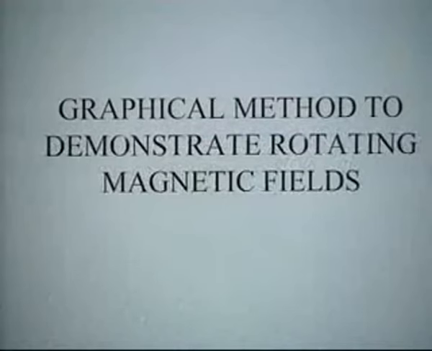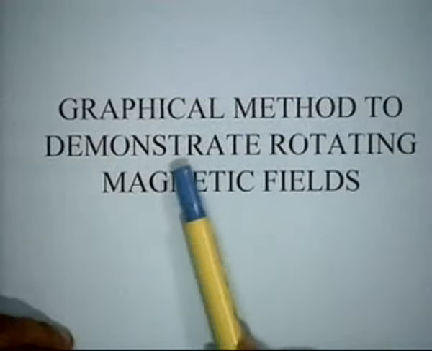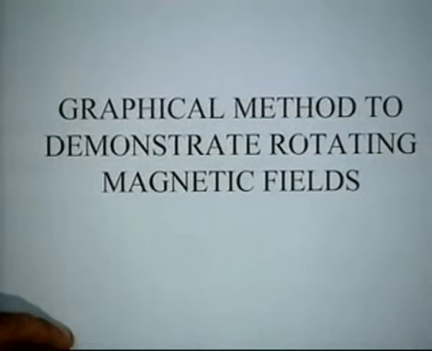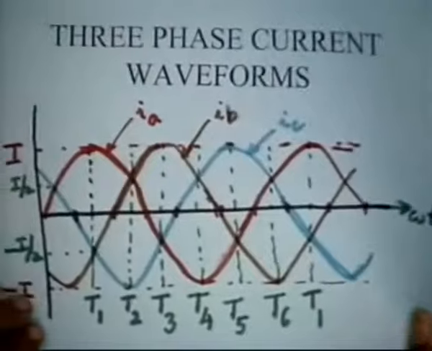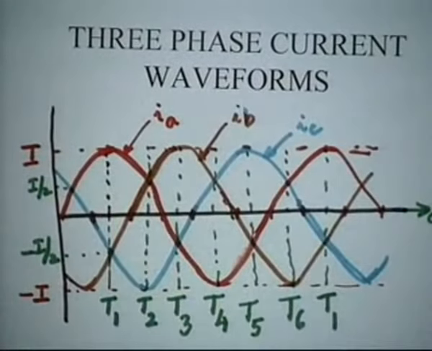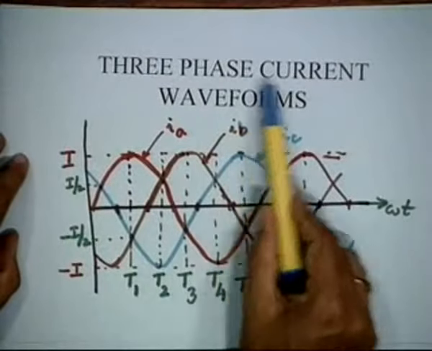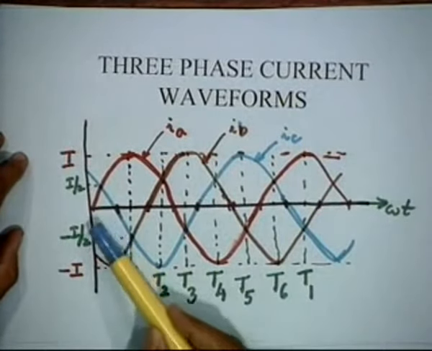Okay. Now, the same thing we will demonstrate by a graphical method, a graphical method to demonstrate the rotating magnetic fields. Okay. We go like this. We use 3-phase currents to start with. 3-phase current waveforms are as follows.